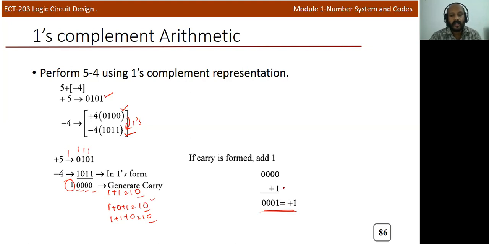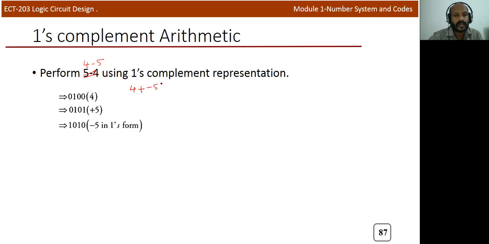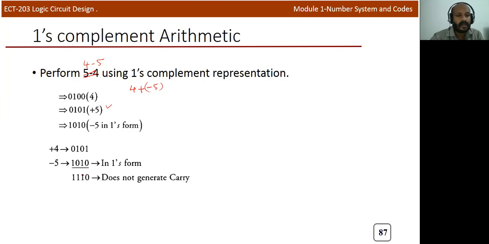Okay, and next we will perform 4 minus 5. So instead of finding 4 minus 5, we'll write 4 plus minus 5. Okay, so we need to write the one's complement representation of minus 5. For that, first we'll write plus 5, then we'll take the complement of that. Now we can perform the addition between 4 and minus 5. So we are getting like this.